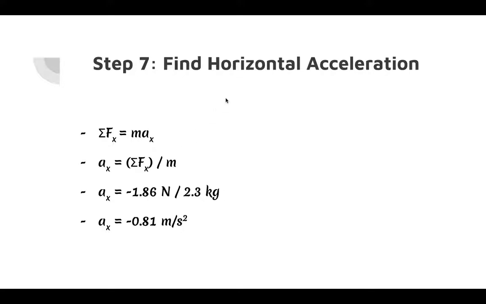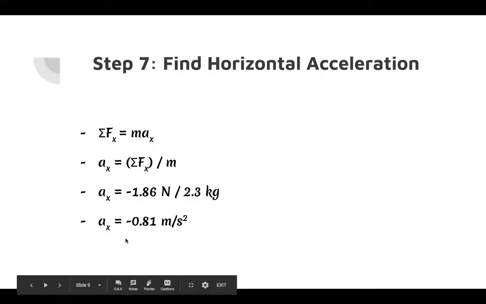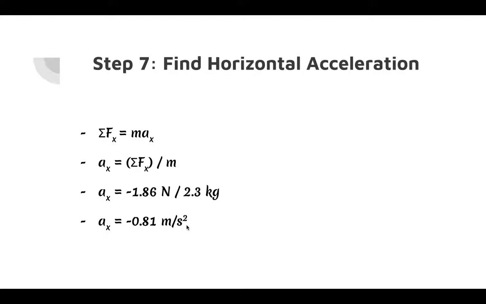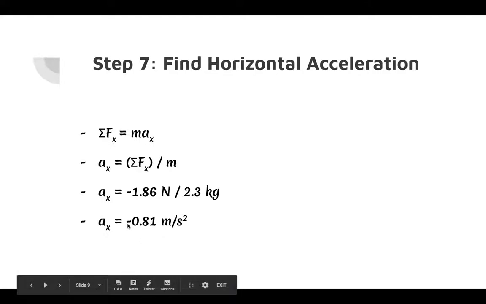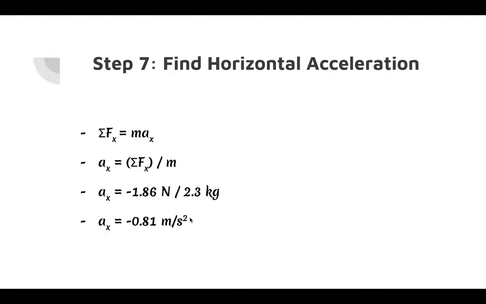Step 7 is to find the acceleration in the horizontal direction. So you use the equation sigma F of x equals mass times acceleration in the x direction. So you solve for the acceleration in the x direction, which will give you sigma F of x divided by mass. Sigma F of x is negative 1.86 newtons. You divide it by the mass, which is 2.3 kilograms, and you'll get an acceleration of negative 0.81 meters per second squared. And once again, make sure you remember to keep your negative sign in your answer.